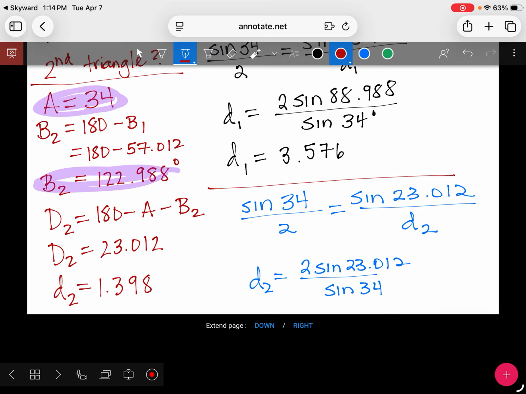So we had to solve two triangles. Questions? Go ahead and set up example 7. Set it up. Let's see how many triangles we have.